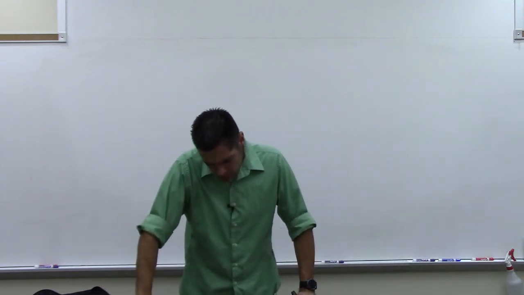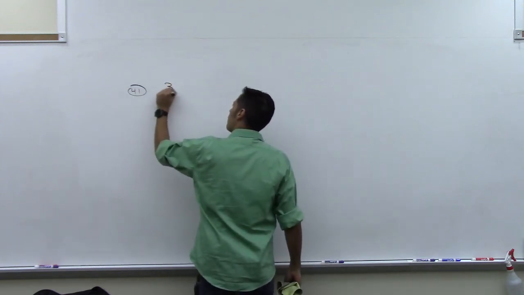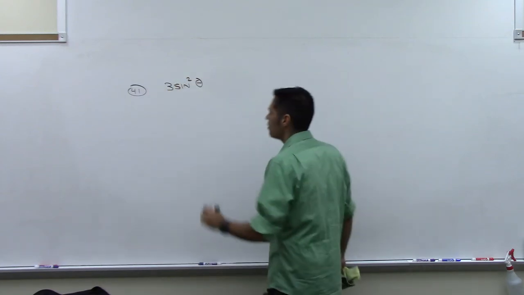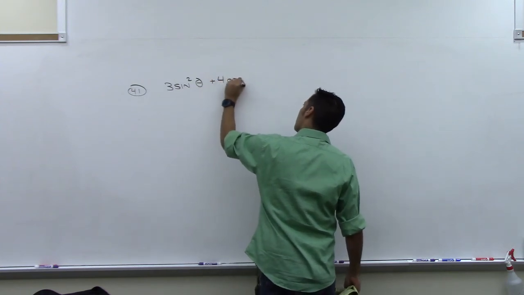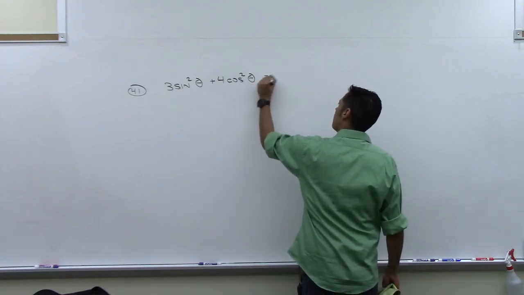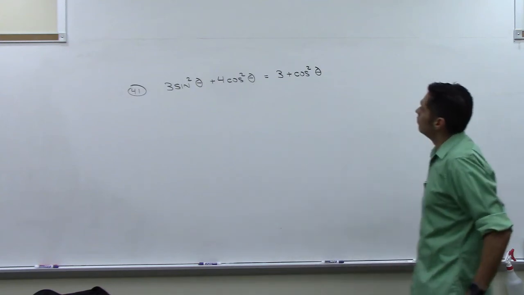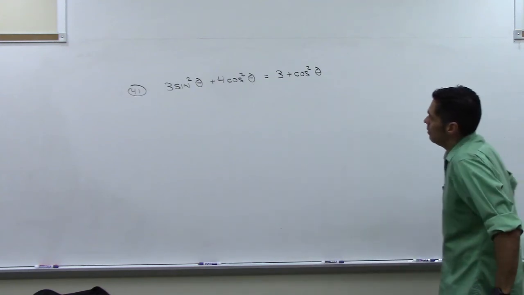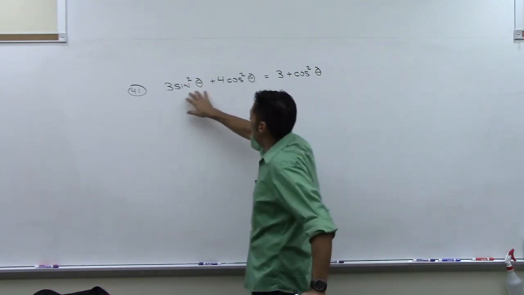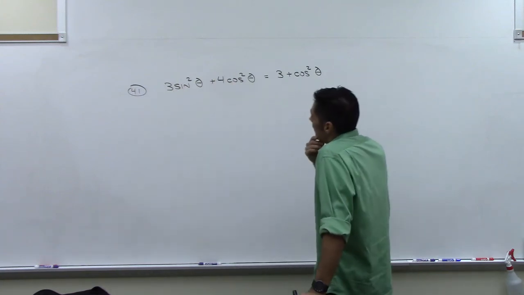Okay, how about 41? 3 sine squared theta plus 4 cosine squared theta equals 3 plus cosine squared theta. All right, I think the left side looks more complicated, so I'm going to start with this. And I'm going to recognize I cannot do the Pythagorean identity here because these both don't have 3's, or you can say they both don't have 4's. So you can't do that.